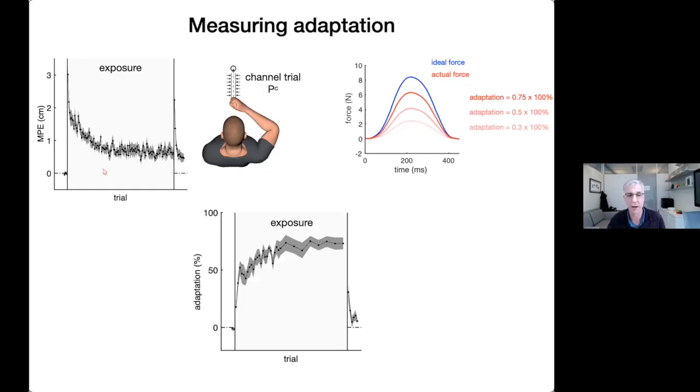I'm showing you now the same data as this, but now on the channel trials, they start off with no adaptation. And in this case, they get to about 70% adaptation, okay? And then they de-adapt, okay? We don't have so many exposure channel trials as we do perturbation trials, but it's a very useful measure.